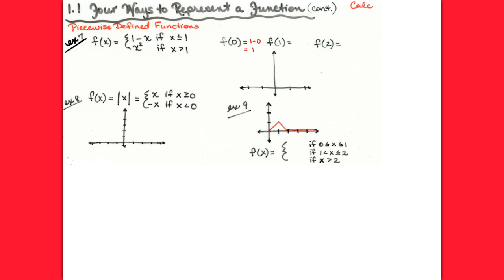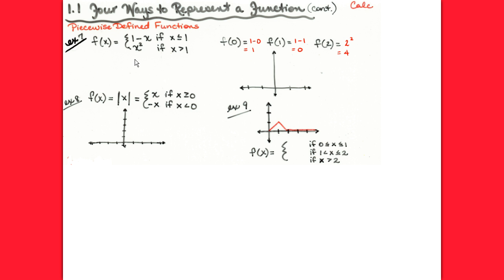All right, how about f of 1? Am I going to plug into the top piece or the bottom piece? All right, so it said if x is equal to 1 to use 1 minus x. So I'll plug 1 in the place of x, and I'll get 0. How about f of 2? Am I using the top piece or the bottom piece? Bottom piece, because 2 is greater than 1, so I should use x squared. So if I put 2 in the place of x, I'll get 2 squared, or 4.